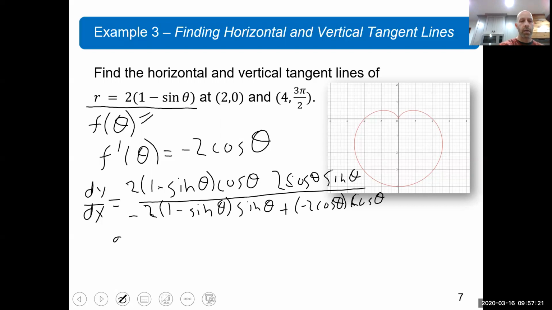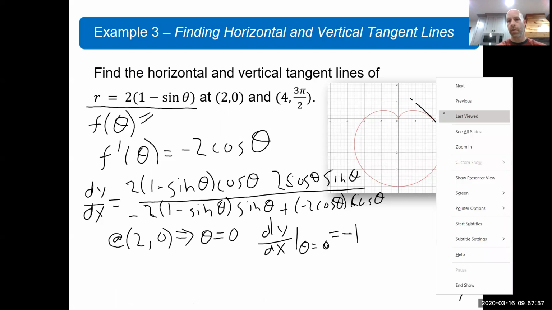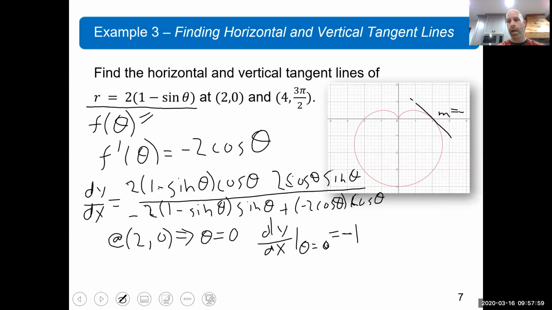So at the point 2, 0, what would theta be? Well, theta is 0. So you're going to plug 0 in for theta, and it will turn out that the derivative, dy dx, evaluated at theta equals 0, turns out to be negative 1. That tells us that over here at the point 2, 0 on our graph, the slope of that tangent line is negative 1.